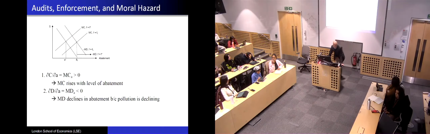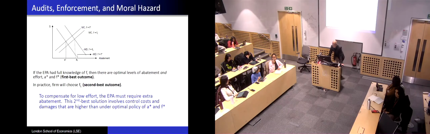So essentially what's going to happen is that in this situation, the EPA will ask for more abatement than is actually necessary. Okay? So again, if EPA has full knowledge of F, then there are optimal levels of abatement and effort, which are denoted by A star and F star. That's what I said before. In practice, firms will choose the lowest possible F that they can, okay? And to compensate for the low effort, the EPA must require extra abatement, okay? So this is basically what I just showed you, why you're going to end up with abatement which is higher than absolutely necessary if we had full information.